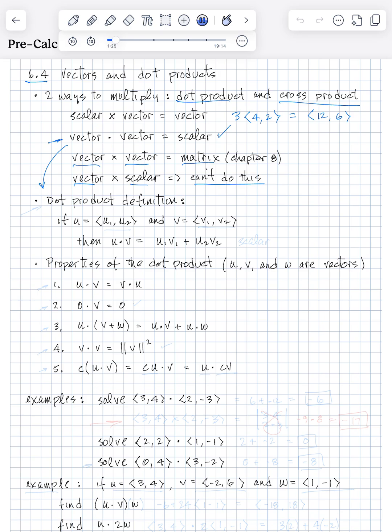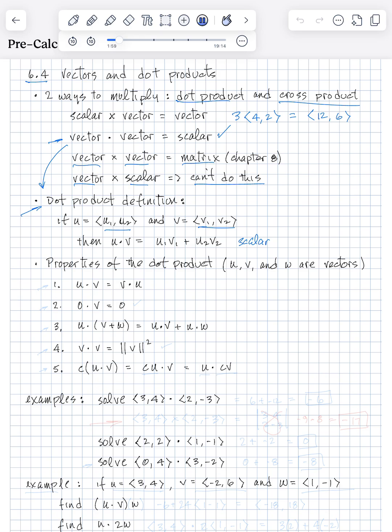All right, let's look at our dot product definition. If U is a vector, U1, U2, and V is a vector, V1, V2, then when we dot U and V, we get U1 times V1 plus U2 times V2. And that is a scalar.